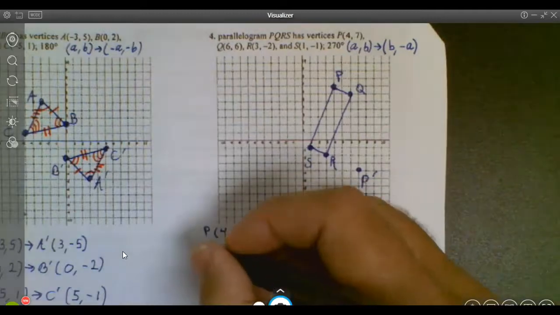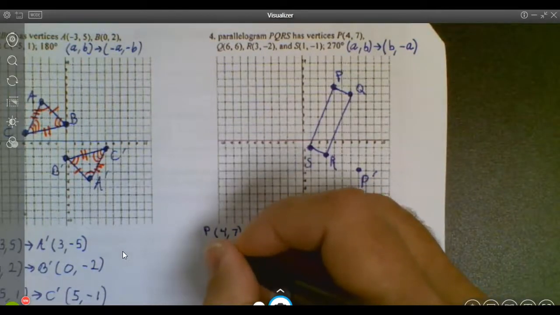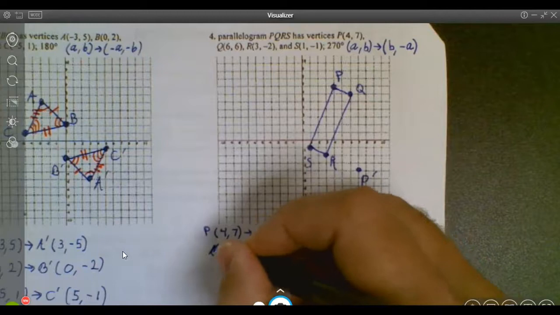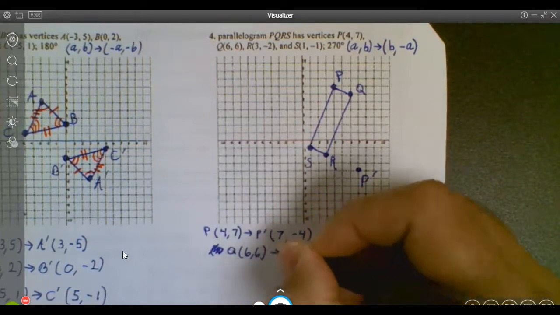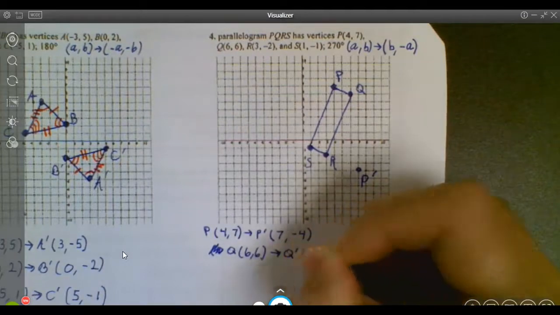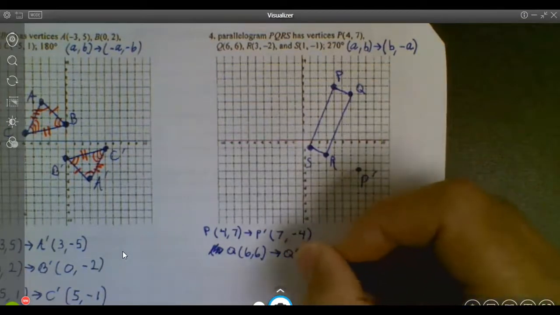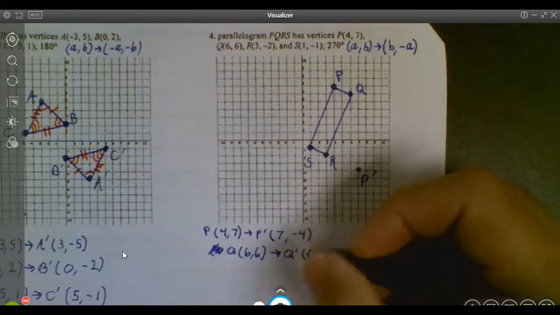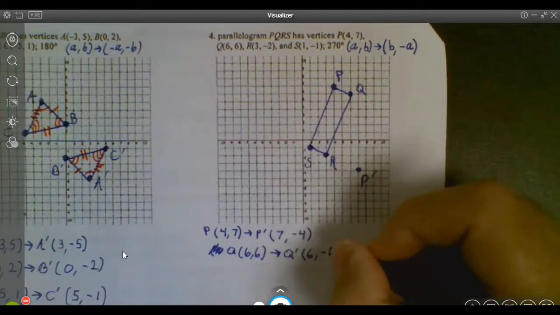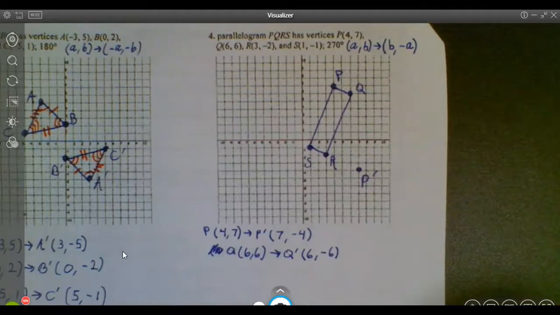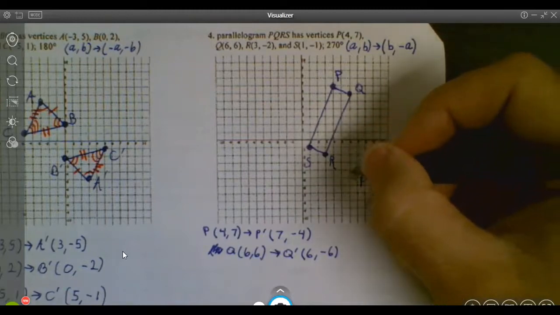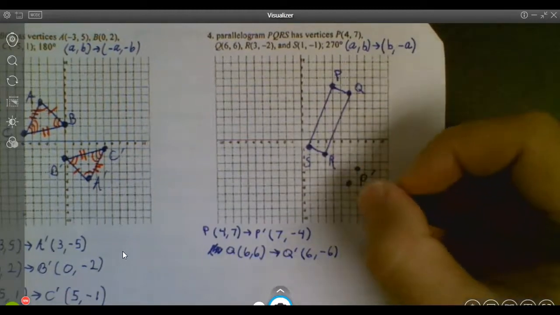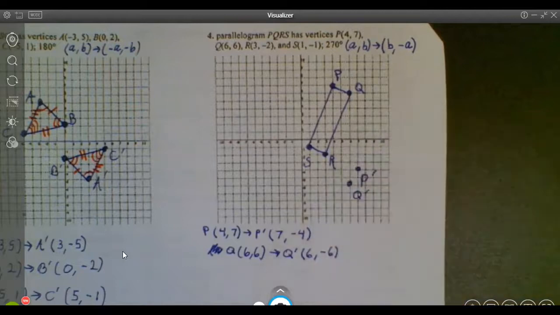Q was 6,6. So they're going to trade places. What was in front, as it goes to the back, changes signs and now becomes negative. If it was negative, it would become positive, right? So Q prime is now at 6, -6. So here's my Q prime.